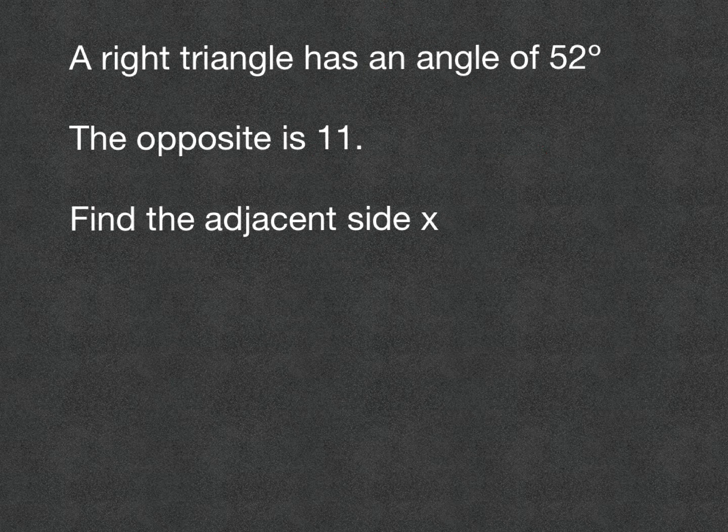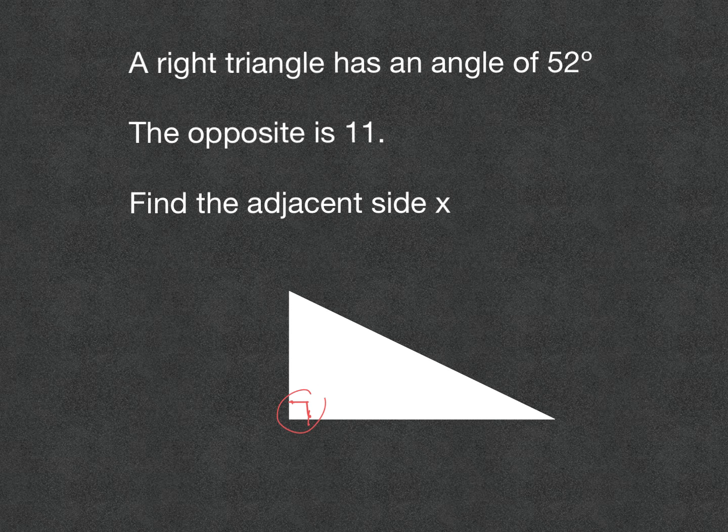Okay, next problem. A right triangle has an angle of 52 degrees. The opposite is 11. Find the adjacent side x. First, we need to draw a triangle. Okay, we have our triangle, and it's a 90-degree triangle, right? Where am I going to put 52 degrees? Well, I would put it the way this triangle looks right here, because that's the bigger angle, okay? Because the opposite is larger, okay? Now, let's go ahead and label what we know. We know this is H.